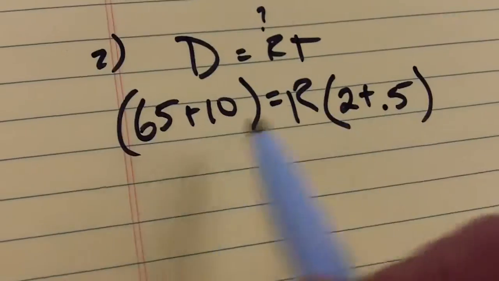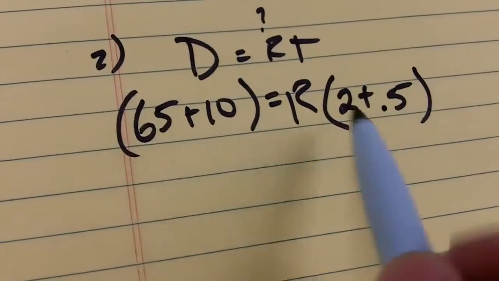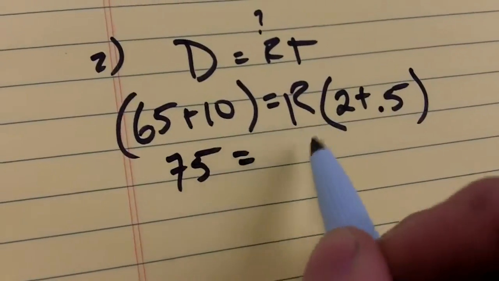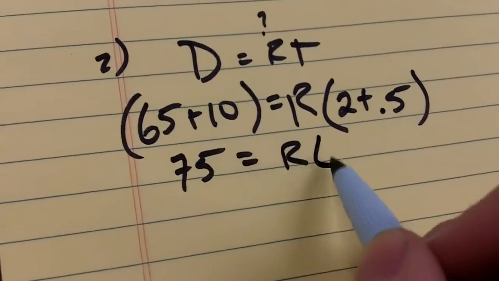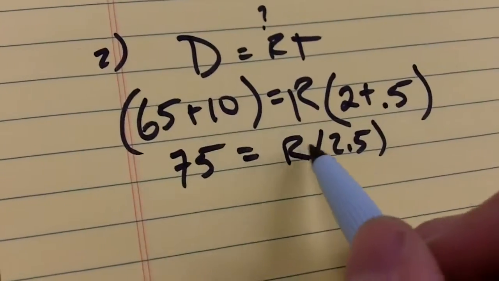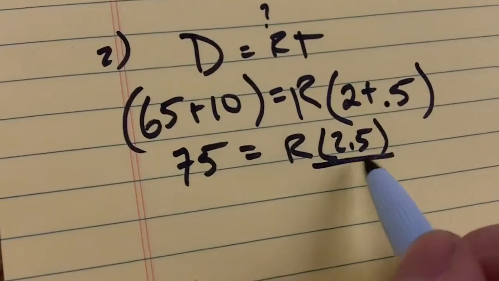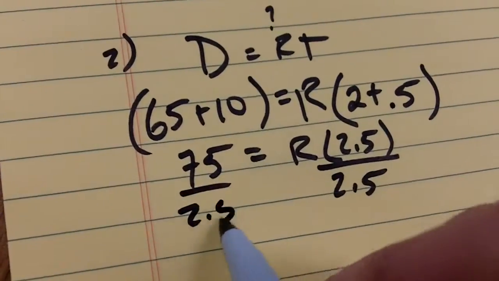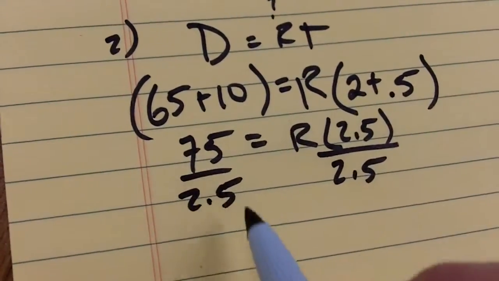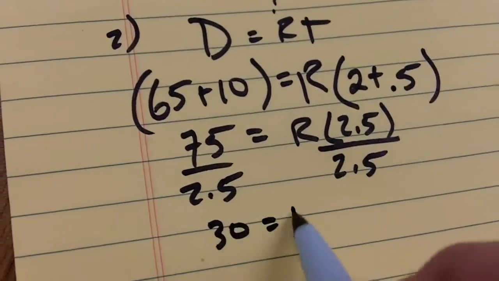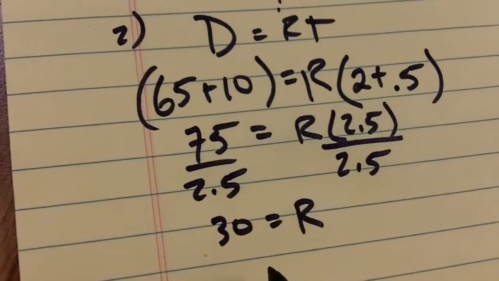And now I have my total time, my total distance. I'm going to solve for R. 65 plus 10 is 75 equals R times 2.5. How do I solve something like this? R times 2.5 equals 75. Undo multiplication by division. And I want to see how many times 2.5 goes into 75, and it turns out it's 30 times. Rate, 30 miles per hour.